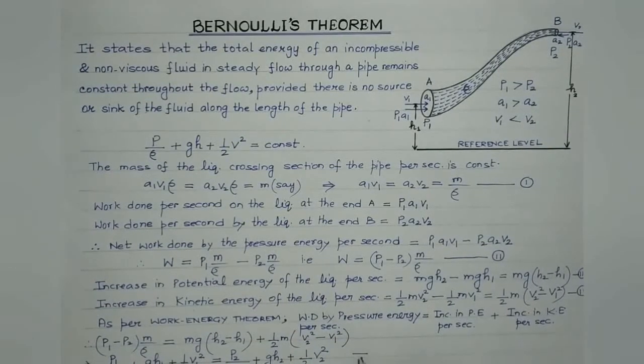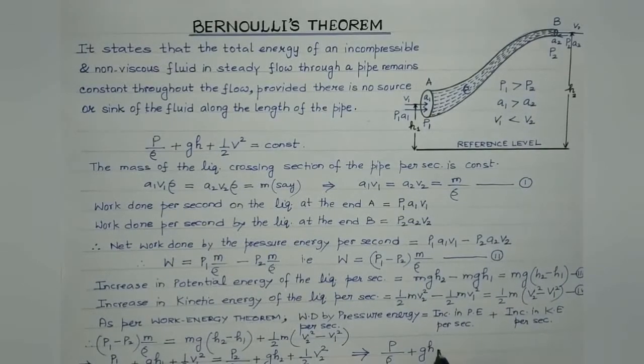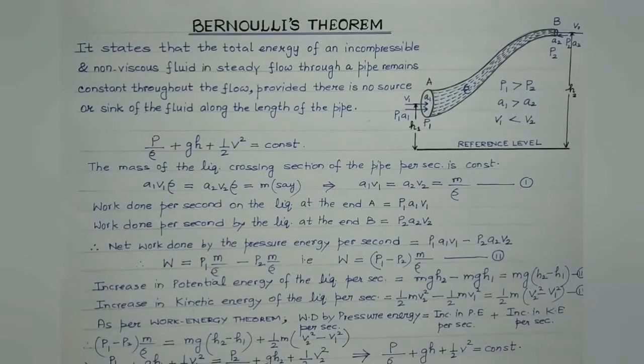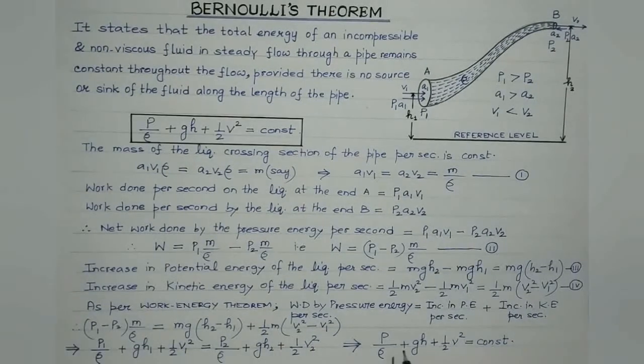So which clearly indicates that P by rho plus g h plus half v square is equal to constant. So this is the mathematical verification of Bernoulli's theorem. Clear, students? This is actually the most convenient form of Bernoulli's equation. However, this Bernoulli's equation can be expressed in some other forms as well, as we have discussed in the video also, right?